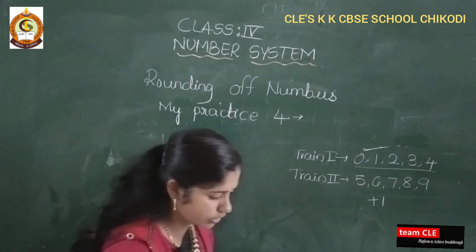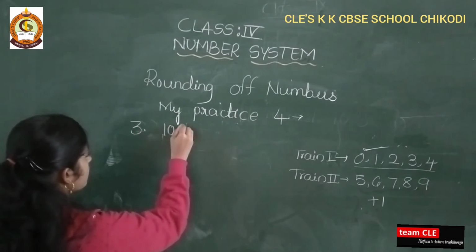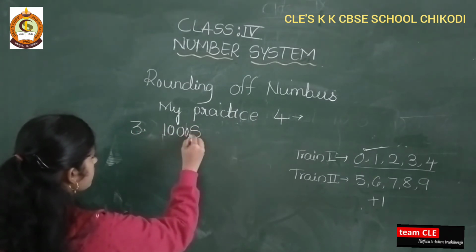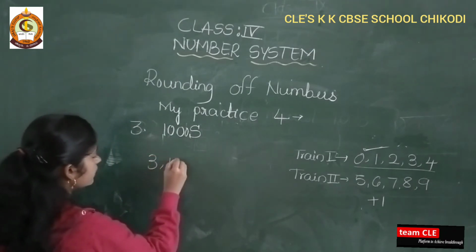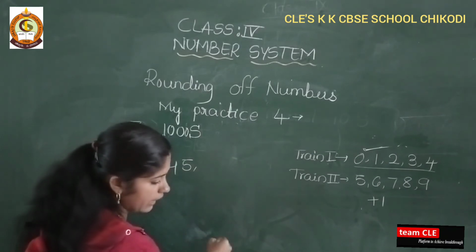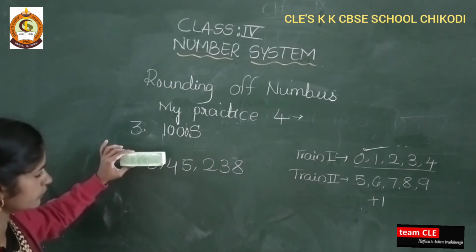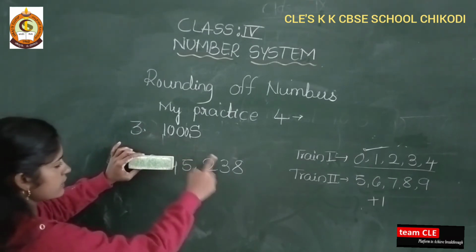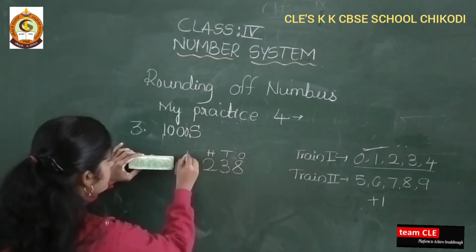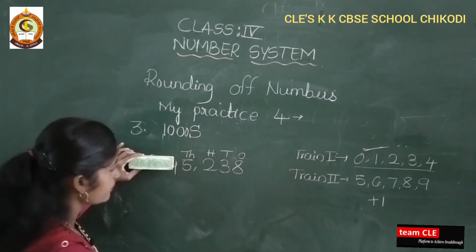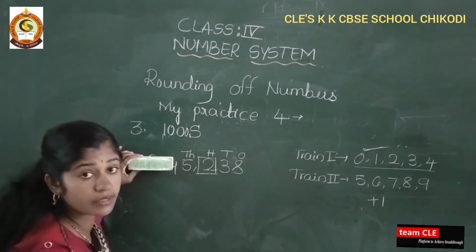My practice time for third main, round off nearest to thousands. Nearest thousands you have to round off. So let us take one example. I will take here 3,45,238. Then you need to hide only these two places. Thousands is there, ones, tens, hundreds, thousands. Okay, then here thousands is there means you need to see the 100 place.